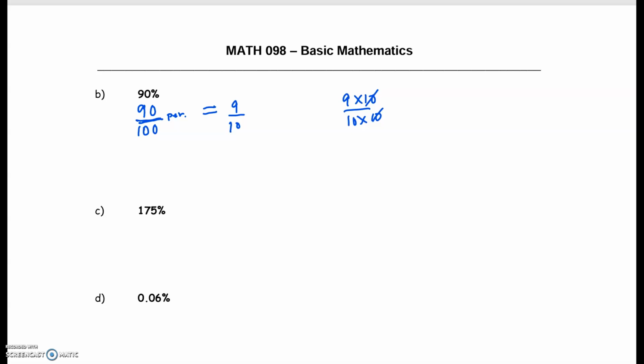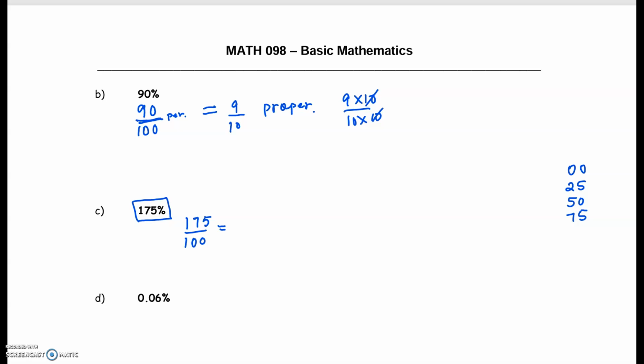Now notice that anything less than 100% would be a proper fraction. Now notice this is over 100%. It's 100% and more. So that would be 175 over 100. So remember that this is an improper fraction, but we're going to leave it as a fraction after simplification.